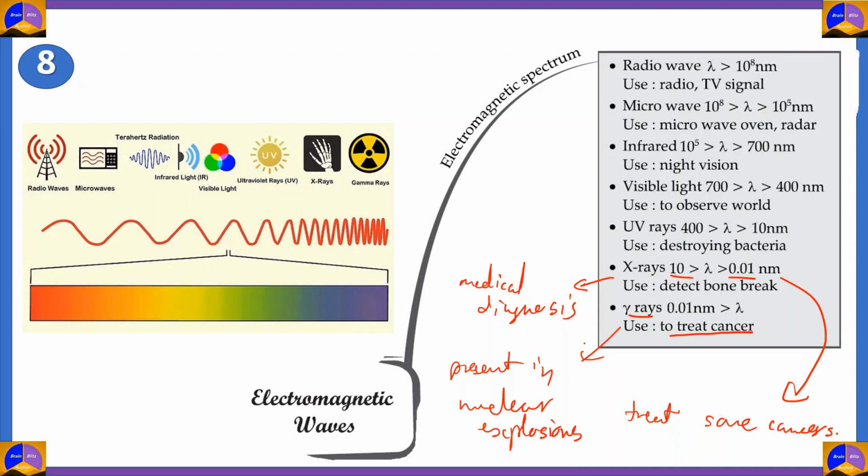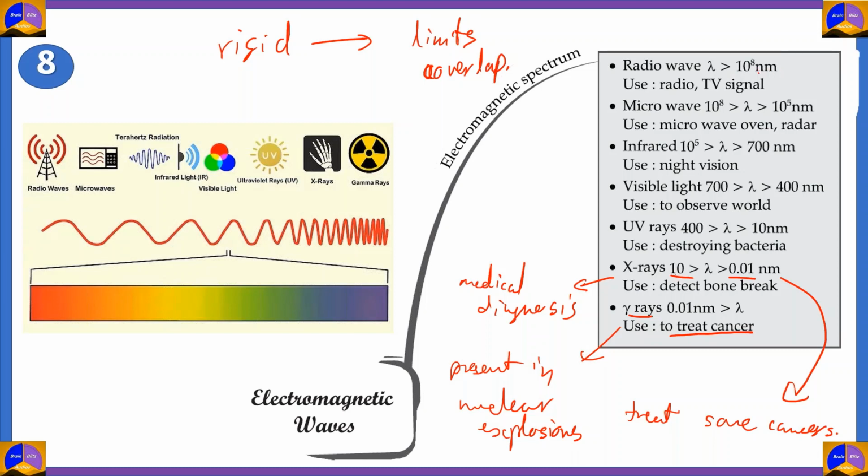So therefore, they are extremely powerful, they have an extreme penetrating capacity, and they are harmful for all forms of life. Now note that in the electromagnetic spectrum, we talked about limits such as 10 raised to 8, 10 raised to 5, 10, 700, 400, 10 nanometers, etc. But these values are not rigid. The limits can overlap, and they do overlap.